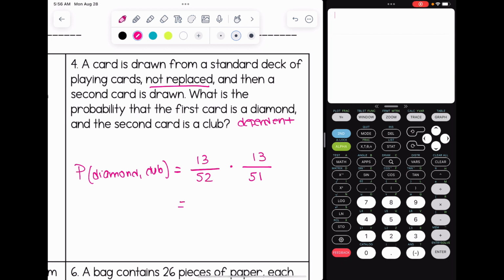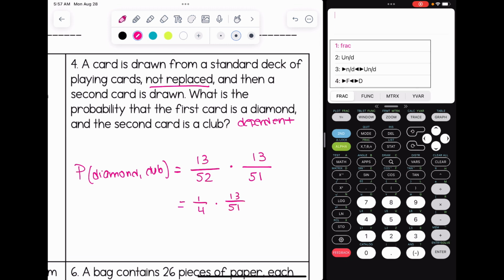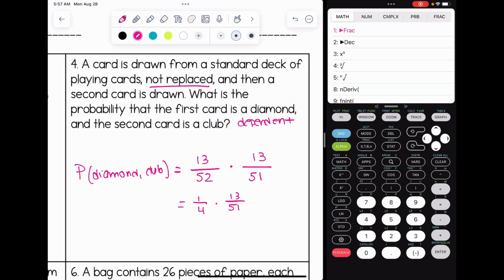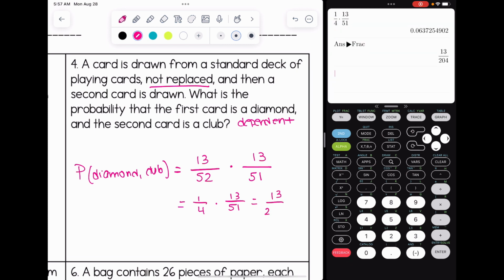You could have also chosen to do this as 1/4 times 13 over 51. And I'm going to multiply those fractions in my calculator. So 1/4 times 13 over 51. And let's put that back as a fraction. And I get 13 over 204 as my probability.